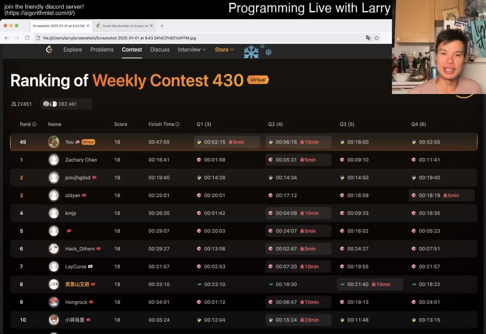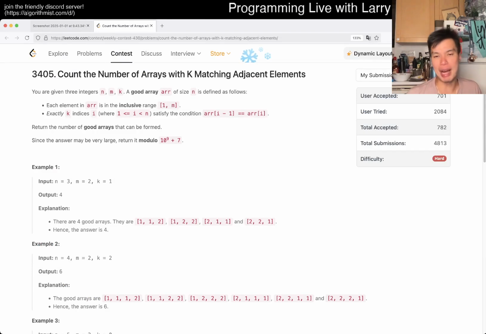This is me going over Q4 of the weekly contest for Dirty. Count the number of arrays with K matching adjacent elements.